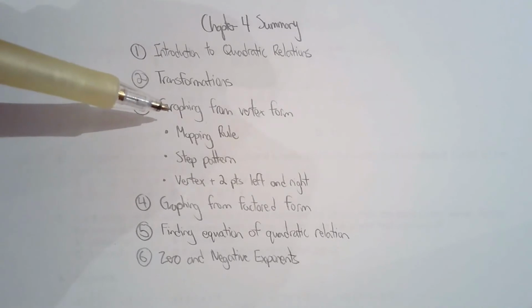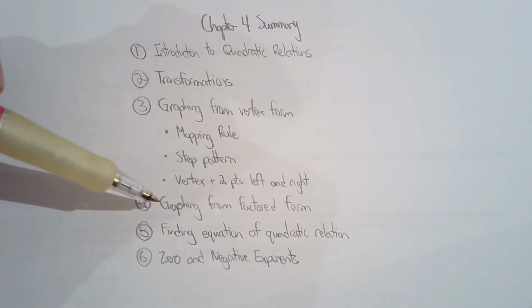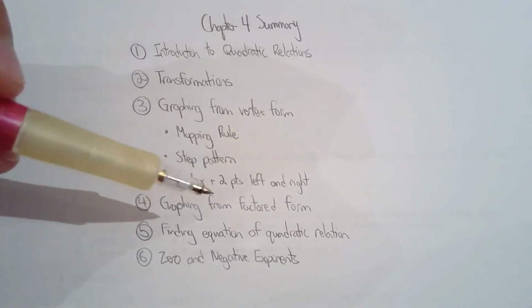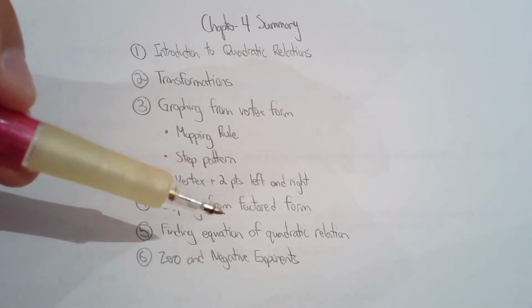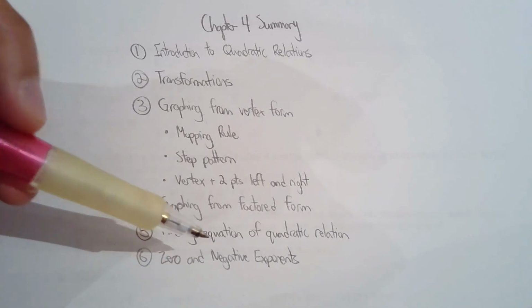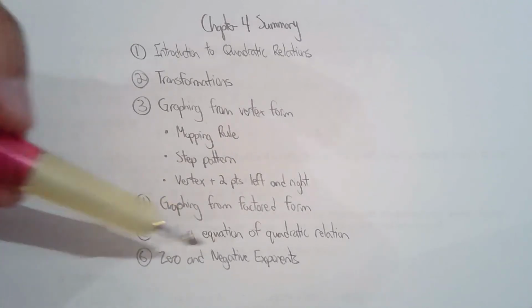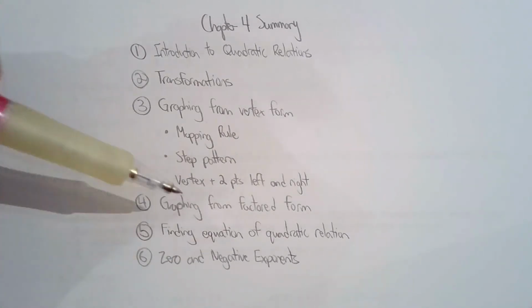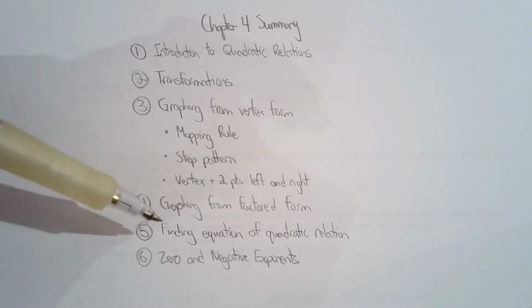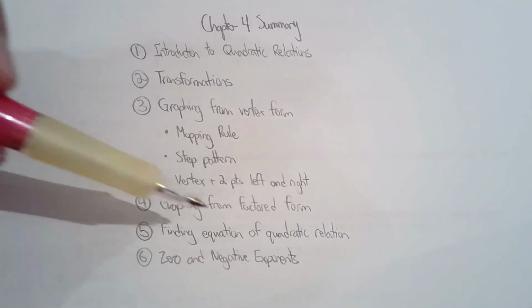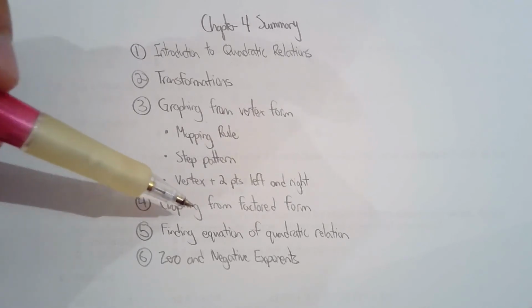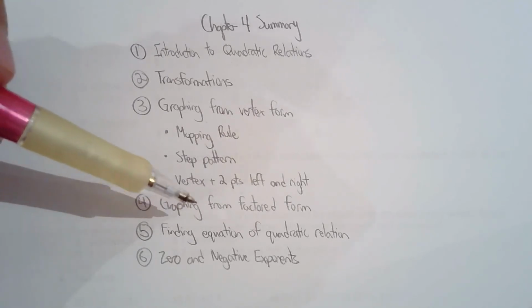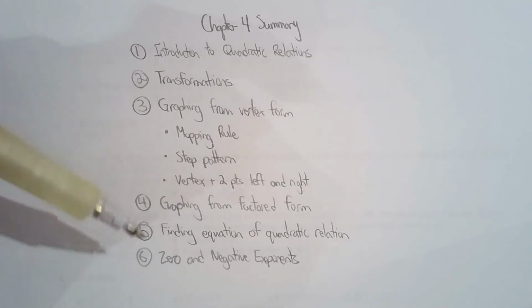After you graph from vertex form, you can graph from factored form. How do you graph from factored form? We get the zeros, which correspond to the x-intercepts. And once you have the x-intercepts, you can use the idea of symmetry to find the x-coordinate of the vertex and then find the y-coordinate of the vertex. So this lesson was really nice because we were able to see that factored form is also useful because the factored form gives us the zeros, which correspond to the x-intercepts.